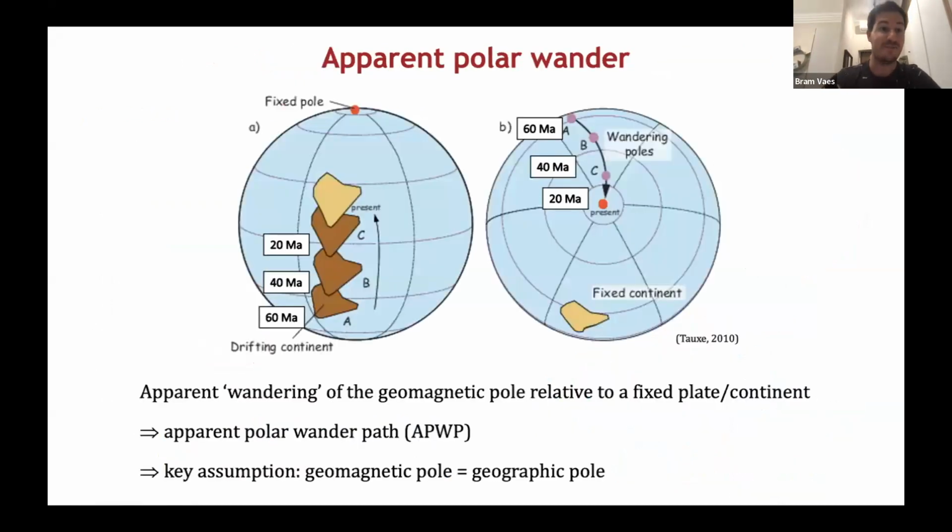Okay, and then there's even a next step. So you can see that paleomagnetic data analysis can be quite complex. And a central concept to reconstructing paleogeography using paleomagnetism is apparent polar wander.